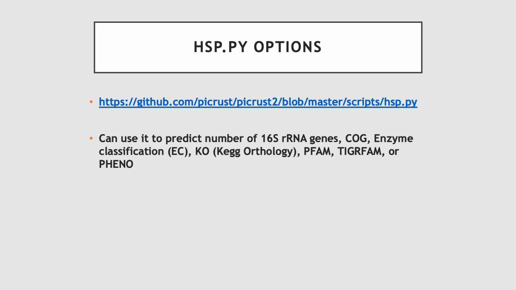As I mentioned earlier, there are other options that you can use besides just EC. You can use KEGG orthology, PFAM, TIGRFAM, or PHENO, as well as COG. And if you want more information about that, you can go to the GitHub site on this slide.